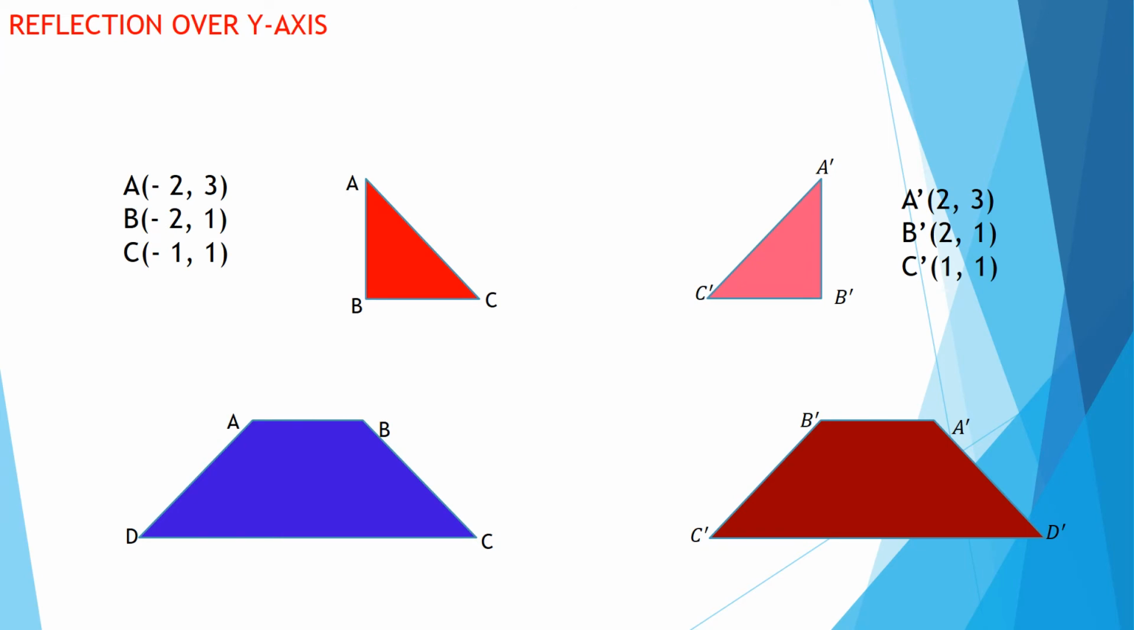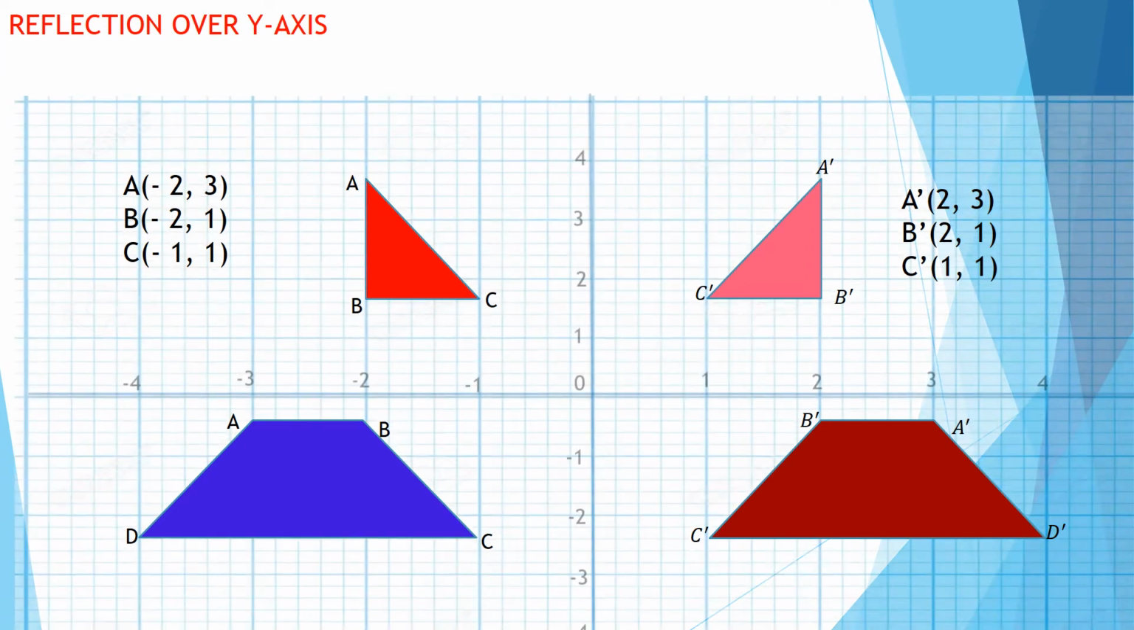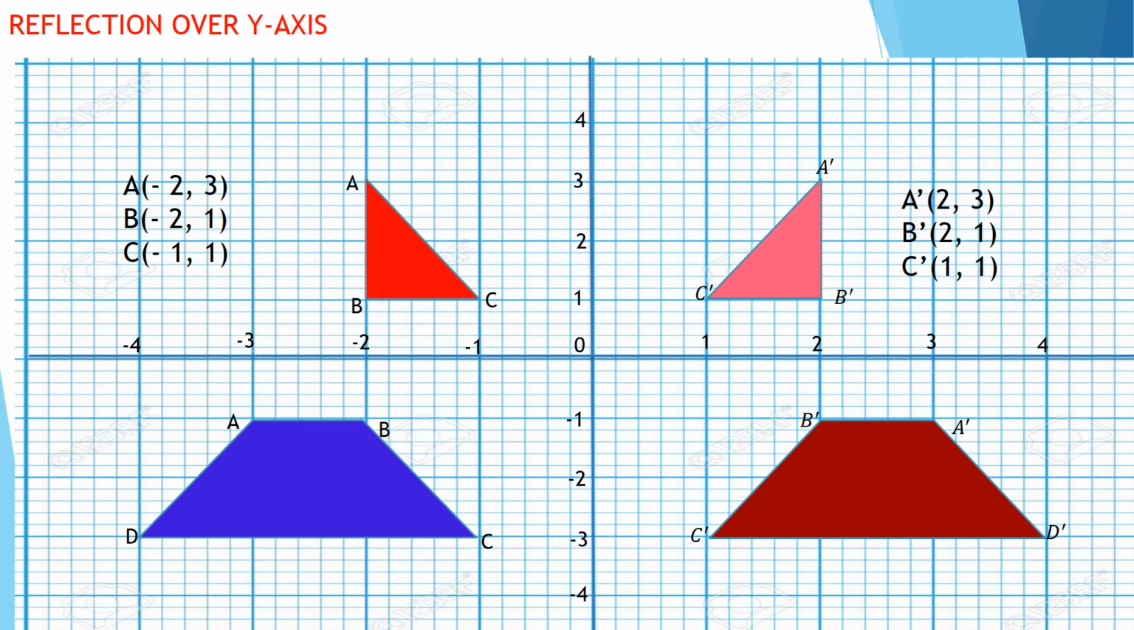We are looking at reflection over the y-axis. When we do reflection over y, this image here will be reflected on the other side. This is my object and here is its image. On this side now, I will take the negative of the x, not the y this time, the negative of x.